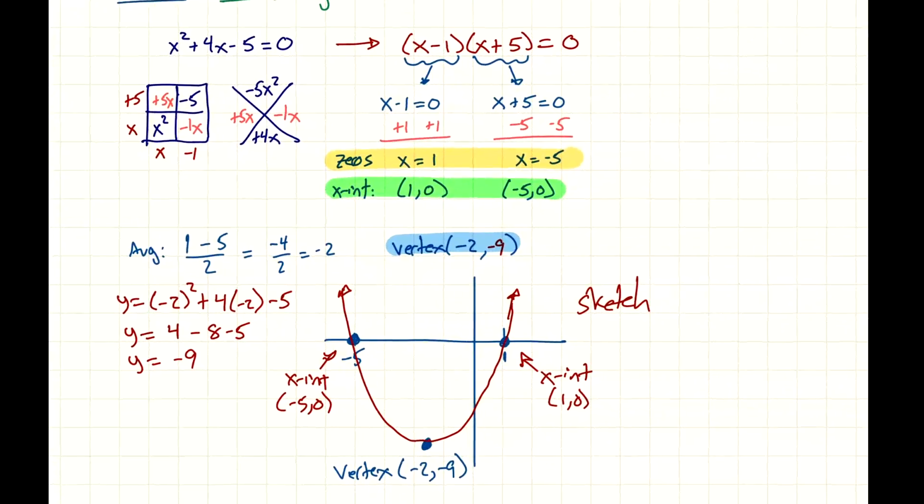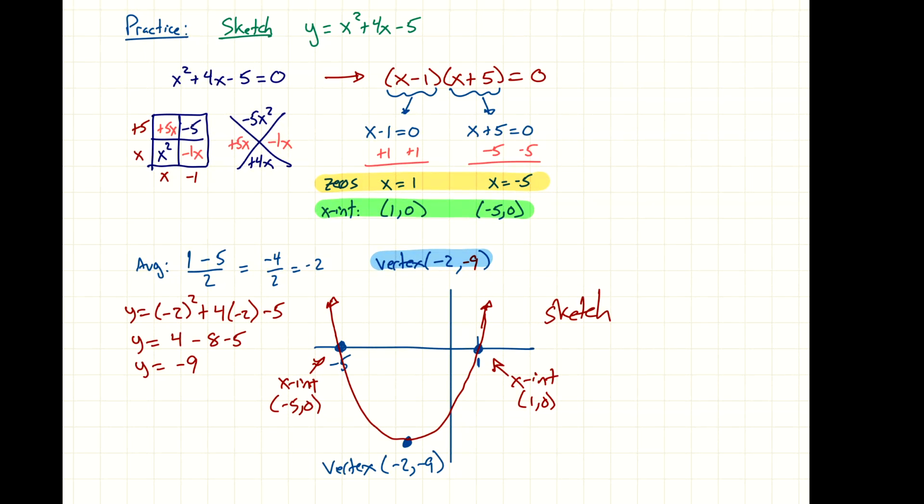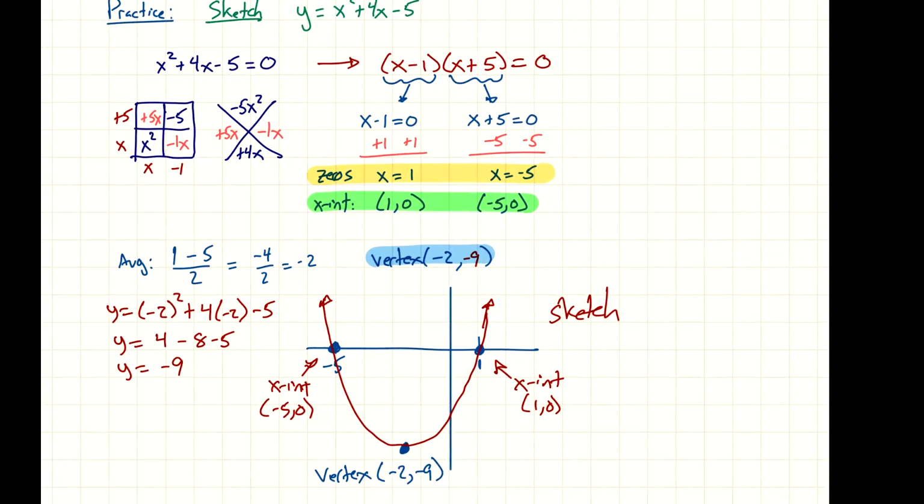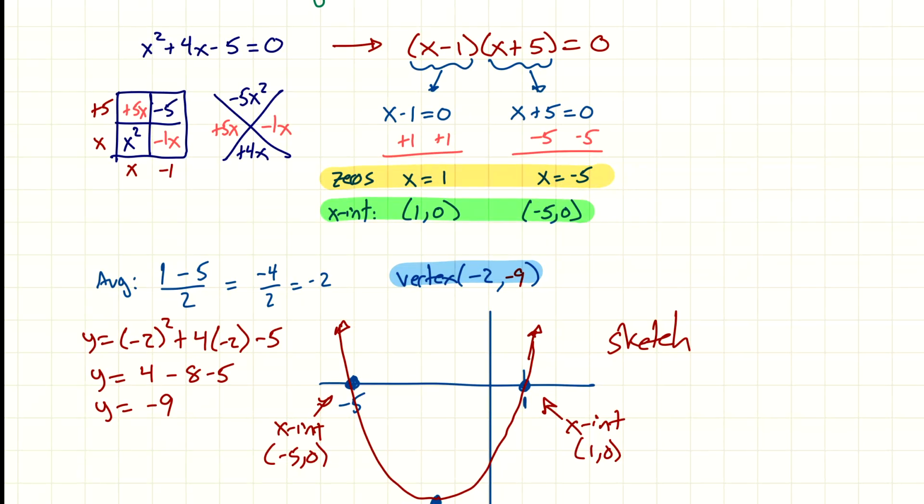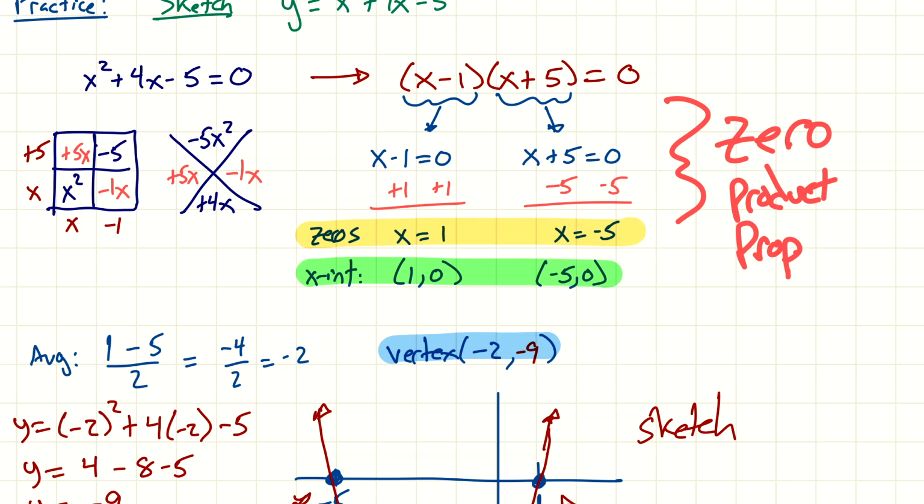You'll notice I pretty much did this in half a page instead of a page and a half before. So that's what you need to know how to do. And the main part, really what we were focused on today, was using our factoring and using the zero product property. All right, so that was the key part today.